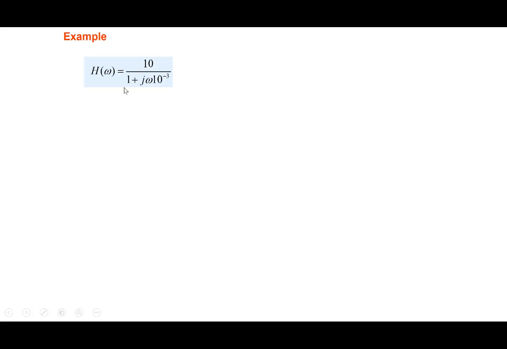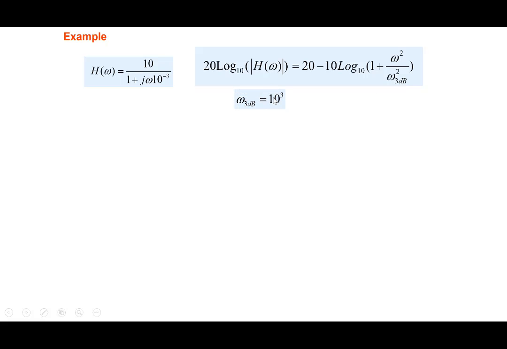Okay, so let's take this example. H of omega is, let's say, 10 over 1 plus j omega 10 to the power minus 3. Let's say you've done the analysis and you've obtained the transfer function, and you want to understand the nature of the system. What you do is take the amplitude in decibels, so you take 20 log 10 of |H(omega)|. That comes out to be 20 minus 10 log 10 of 1 plus omega squared by omega 3 dB squared. And omega 3 dB you identified as 10 to the power 3. So rewrite this as omega by omega 3 dB, which is 10 to the power 3 here. And you can convert it into frequency by dividing by 2 pi.